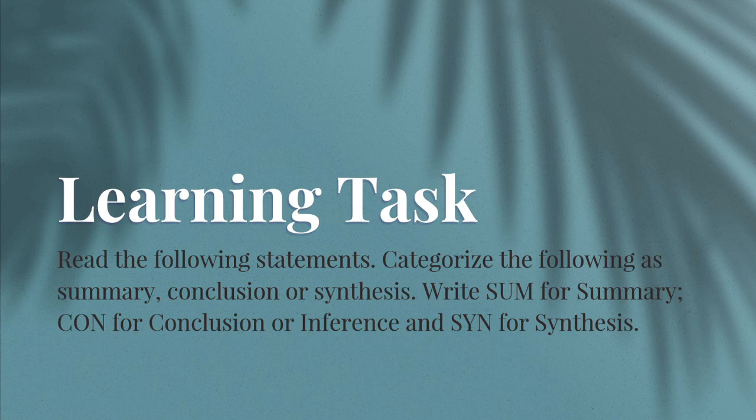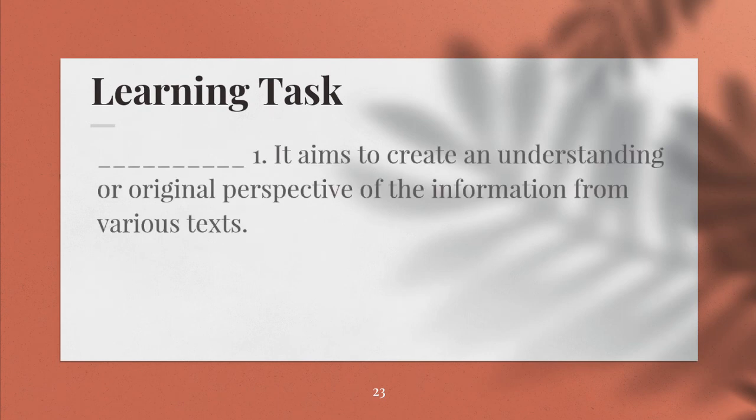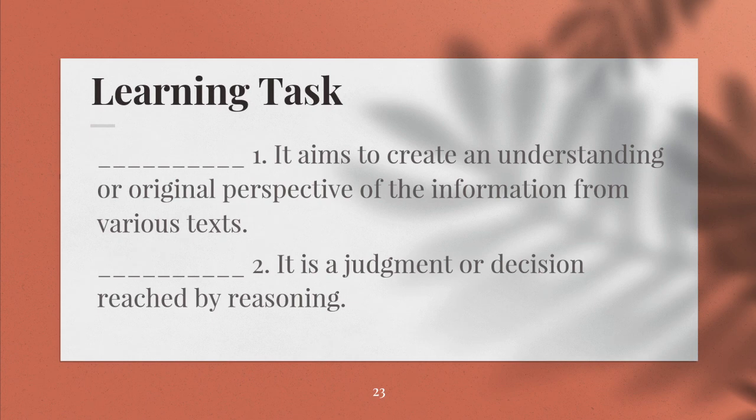Okay, now that we understand the lesson, it is about time to assess your learning. For your learning task, read the following statements. Categorize the following as summary, conclusion, or synthesis. Write sum for summary, con for conclusion or inference, and syn for synthesis. 1. It aims to create an understanding or original perspective of the information from various texts. 2. It is a judgment or decision reached by reasoning.